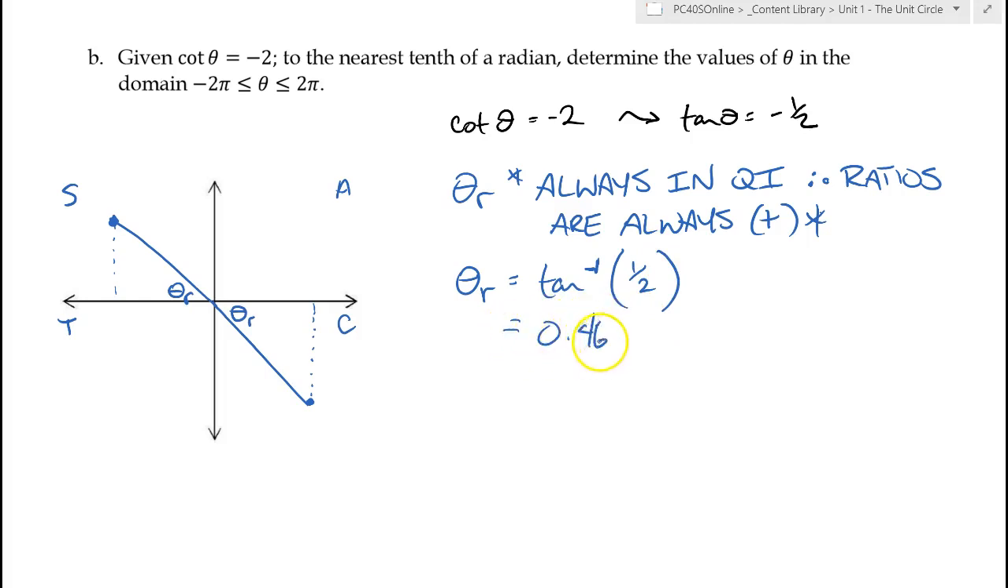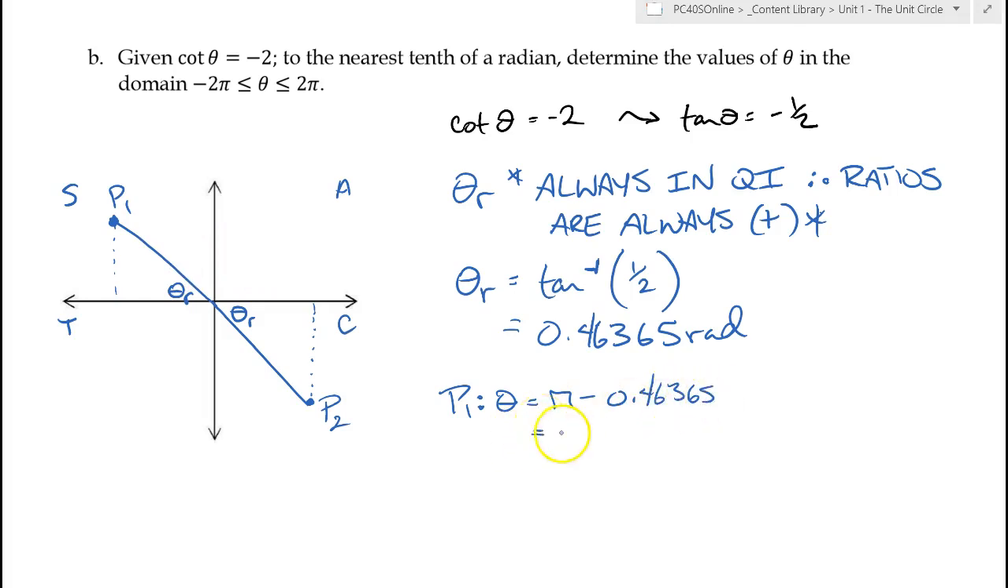0.4635 radians is my reference angle. So from there, I can find my actual angle of, we'll call this point 1 and point 2, just for, so theta, so when I'm working with point 1, theta could be pi minus my reference angle, because again I'm measuring backwards from pi towards 0. Which gives me 2.67795.